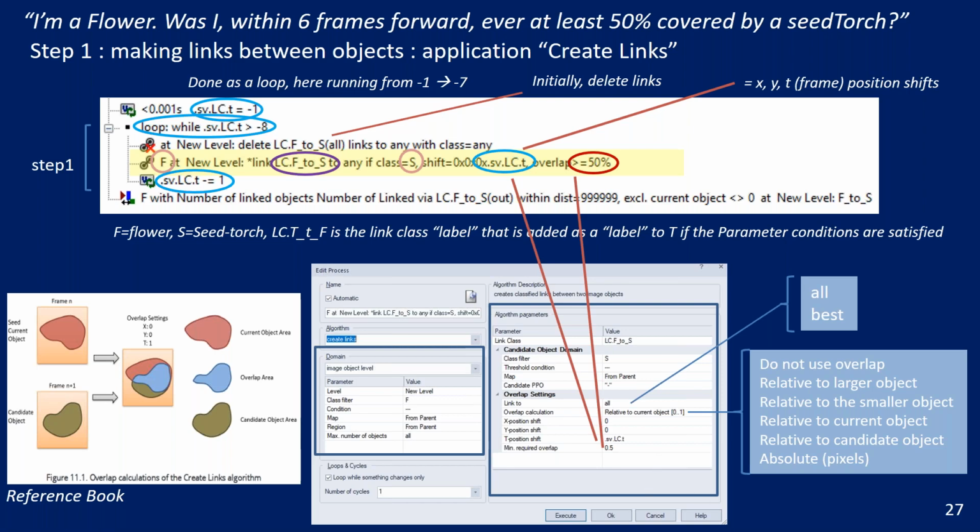First of all, I'll just mention that there's this diagram in the reference book that explains the relationship between what's called the current object and the candidate object. That's a nice illustration of that.